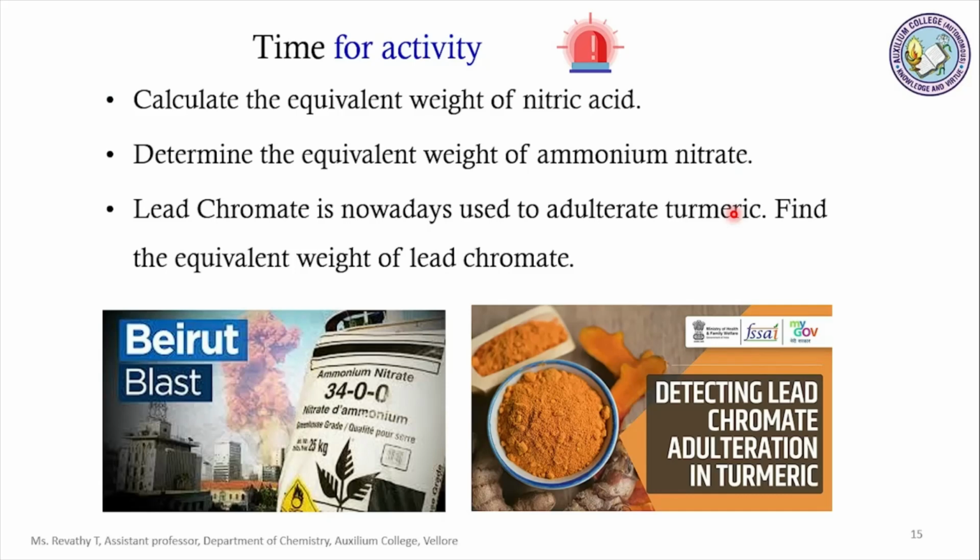Now it's time to test your understanding about the topic. First is a simple question, which is how to calculate the equivalent weight of nitric acid. Second, how will you calculate the equivalent weight of ammonium nitrate? Ammonium nitrate is found to be one of the key factors in Beirut blast in Lebanon. Third question is, lead chromate is nowadays used to adulterate turmeric. So find the equivalent weight of lead chromate.